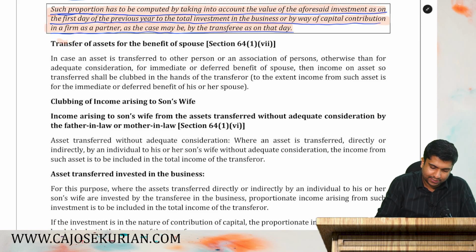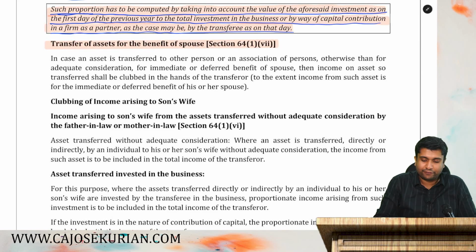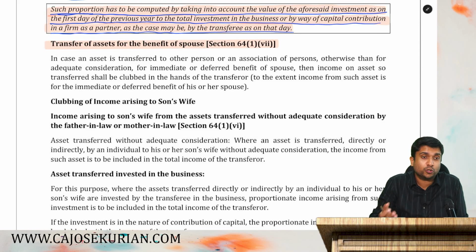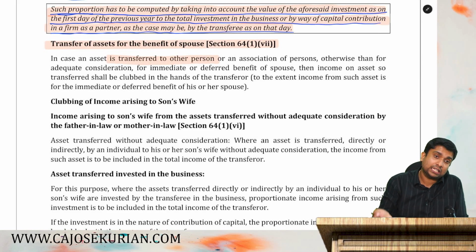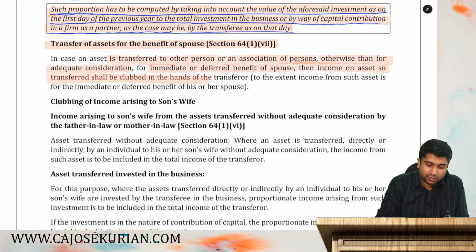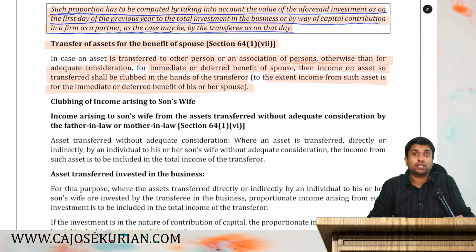What they are saying is transfer of assets for the benefit of spouse. So transfer of asset for the benefit of spouse also is required to be clubbed. Listen, in case an asset is transferred to any other person or an AOP otherwise than for adequate consideration for immediate or deferred benefit of spouse, then income on asset so transferred shall be clubbed in the hands of transferor to the extent income from such asset is for the immediate benefit or deferred benefit of his or her spouse.